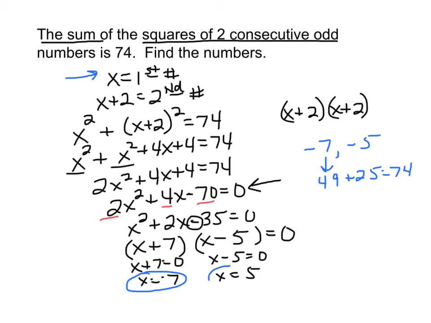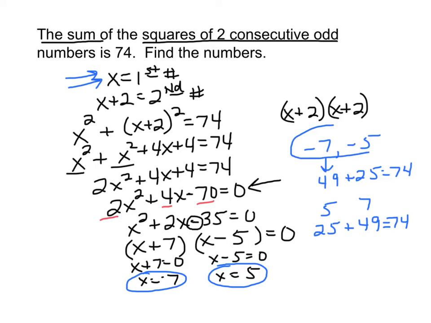But at the same time, x could also be equal to 5. If x is equal to 5, then that second number is 7. And once again, 5 squared is equal to 25. 7 squared is equal to 49. I add those together and I do get 74 for an answer. So for this, I would need to give two different answers. I would need to say that possible answers are negative 7, negative 5, or 5 and 7.